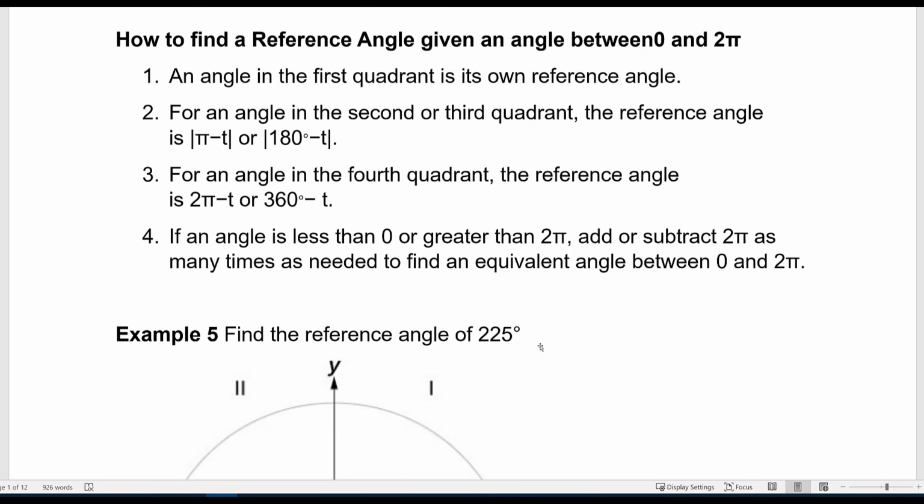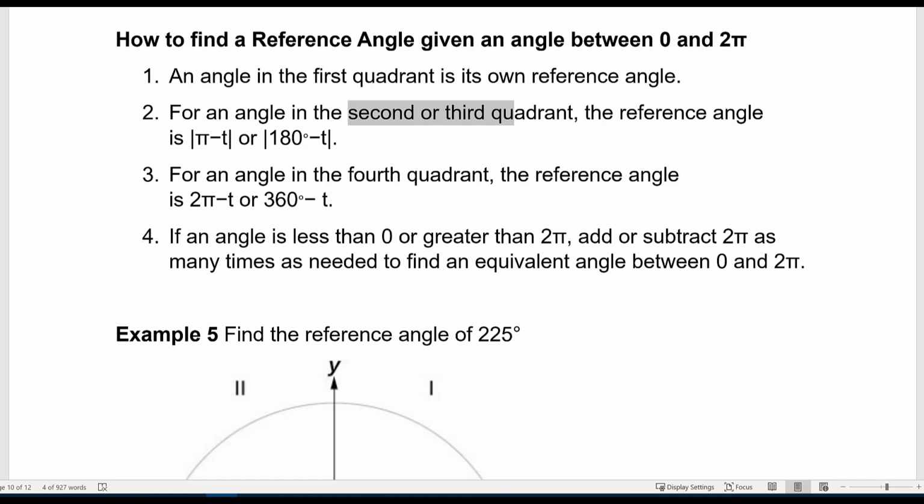How to find a reference angle given an angle between 0 and 2 pi. An angle in the first quadrant is its own reference angle. For an angle in the second or third quadrant, the reference angle is the absolute value of pi minus t, or 180 minus t. Absolute value means it'll be positive, because your reference angle is always going to be positive. So if it's third quadrant, say 4 pi over 3, pi minus 4 pi over 3 would be a negative pi over 3, but the absolute value makes it positive. This is a nice handy way to condense things, not having too many rules. For an angle in the fourth quadrant, it's going to be 2 pi minus t or 360 minus t. We kind of showed you that in that diagram.